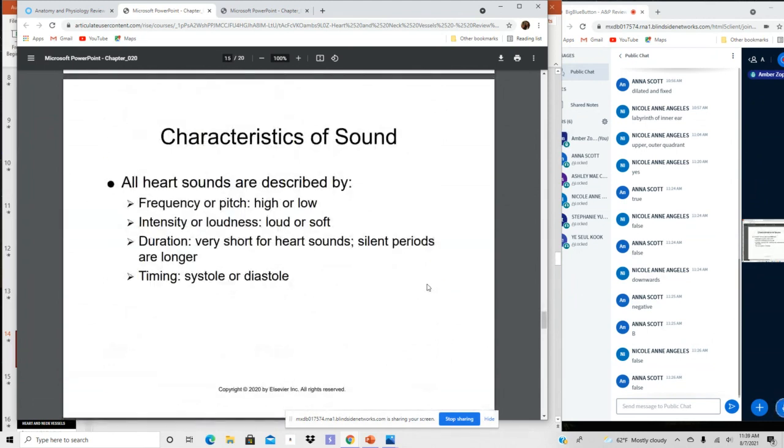Characteristics of sound. All heart sounds are described with the frequency or pitch, high or low, the intensity or loudness, loud or soft, and the duration. Heart sounds are very soft and very short, with silent periods that are longer. It can also be characterized by timing, such as during systole or diastole.